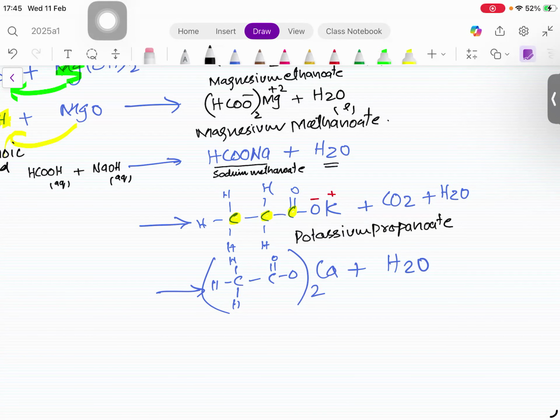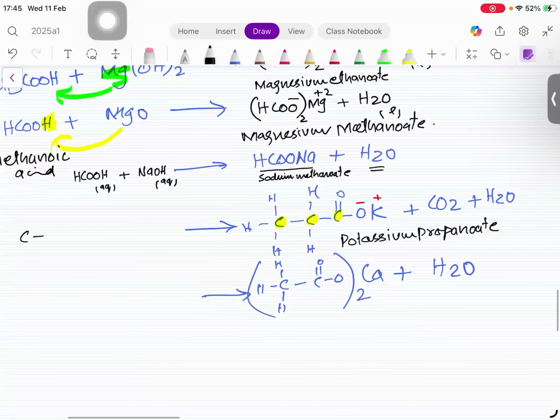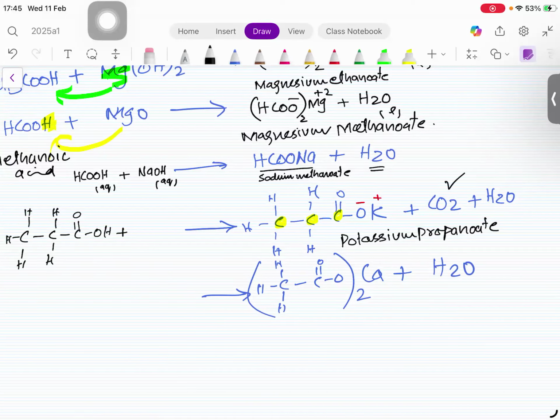And the propanoic acid I have to write. So 1, 2, 3, double bond OH. Here is the propanoic acid. Plus, now carbon dioxide and water clearly tell me that I have to take the metal carbonate or hydrogen carbonate. Okay, I'm going to take hydrogen carbonate, KHCO3. But if somebody has taken carbonate, that's even fine. All acids I always tell you are aqueous, and the carbonate will be solid.